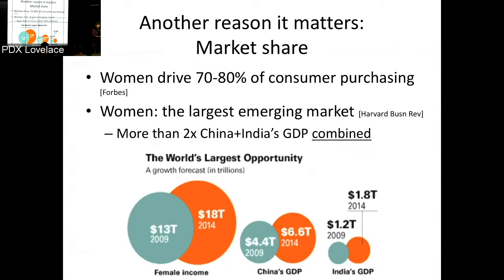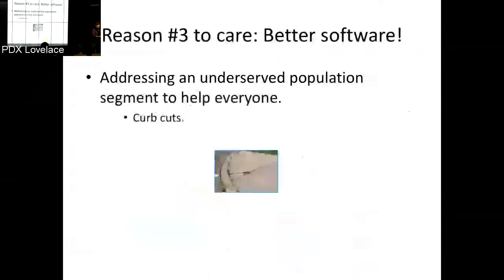Okay, but maybe you don't care about money. Maybe you don't care about the social justice case. How about better software? It turns out, this is well known in the design community. If there are designers in the audience, you've probably heard that addressing an underserved population segment often helps everyone. And the classic example is curb cuts.